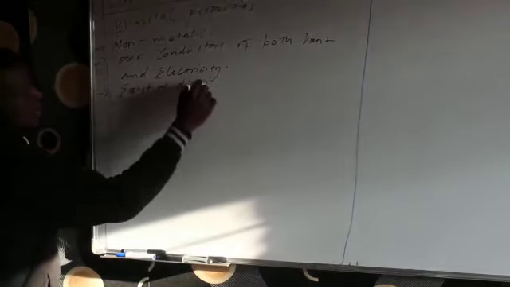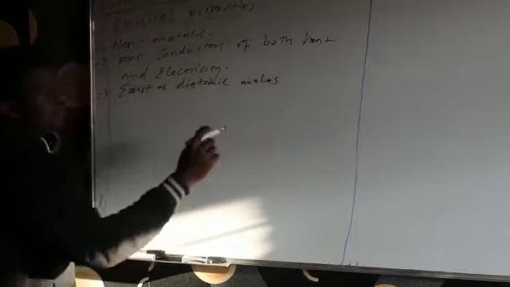Then the other physical property is that they exist as diatomic molecules. So fluorine is F2, chlorine is Cl2, and bromine is Br2. Then the other physical property is that they are poisonous.